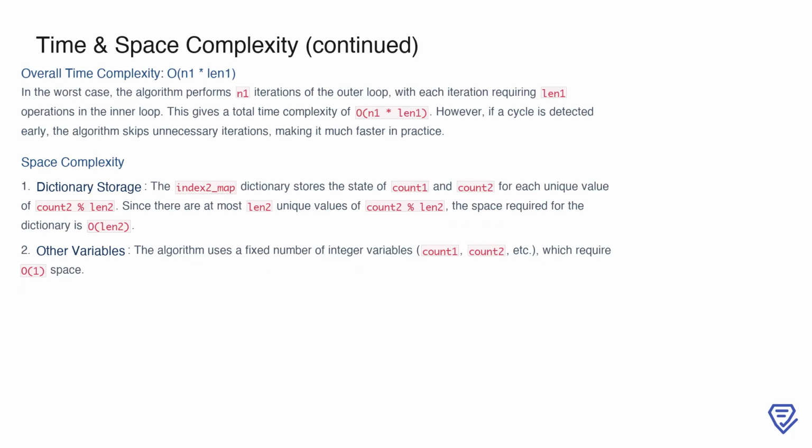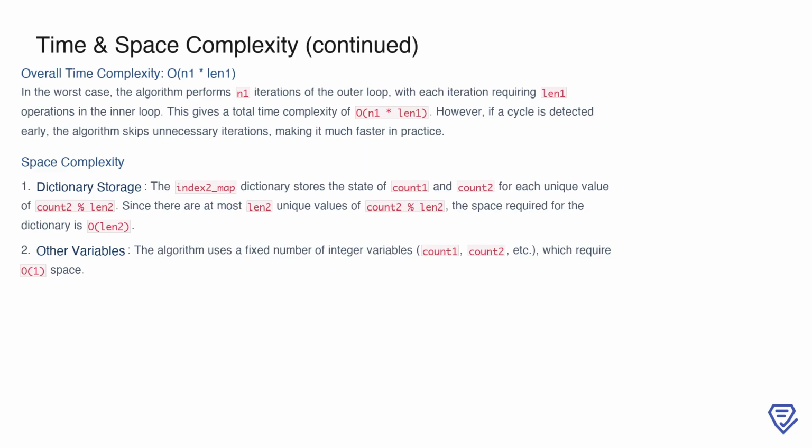When we combine all these factors, we arrive at the overall time complexity of the algorithm, which is O(n1 * len1) in the worst case. This is because the outer loop runs up to n1 times, and each iteration involves processing len1 elements. However, it's important to note that if a repeating cycle is detected early, the algorithm can skip unnecessary computations, leading to a significant reduction in the actual runtime, making it much faster than the worst case bound in practice.